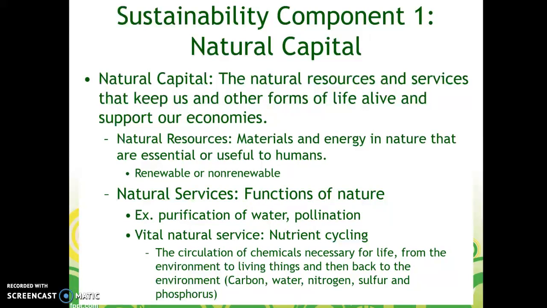Natural services are functions of nature, so things like purifying our water through the water cycle, pollination, and reproduction of plants by bees. A vital natural service is something like nutrient cycling. So it's the circulation of chemicals necessary for life from the environment to living things, then back to the environment. So these cycles include the carbon cycle, water cycle, nitrogen cycle, sulfur cycle, and phosphorus cycle. We are going to learn about each of these cycles a lot more in depth during our second unit.